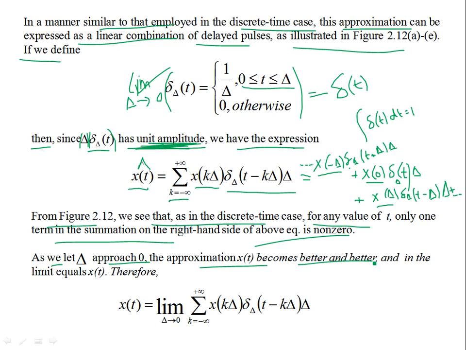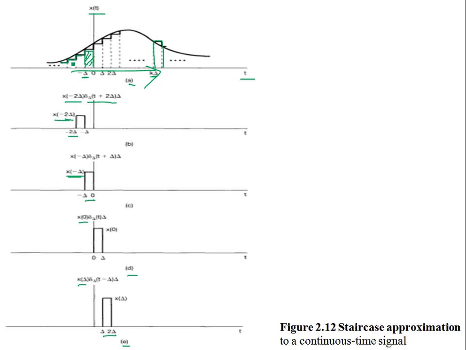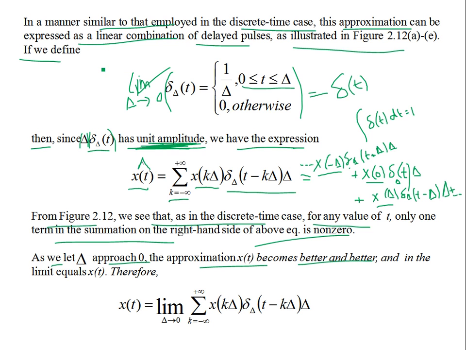So that means you have very fine steps. If delta is approaching 0, you just have a very huge number of samples that you're going to add up, and the natural transition will be from summation to integration. So the left hand side won't be x hat, it will be x of t. As delta approaches 0, the approximation becomes better, and in the limit it equals x of t.